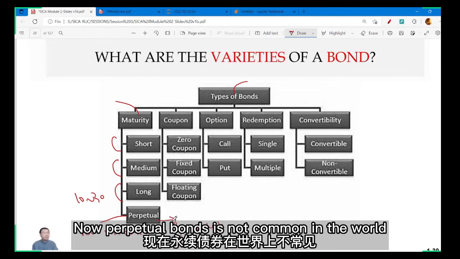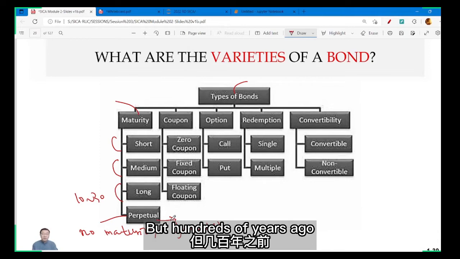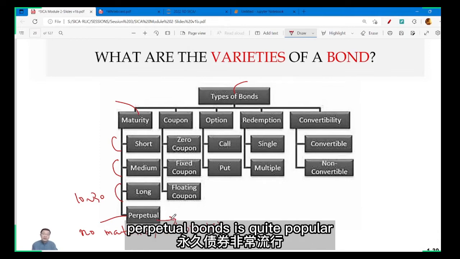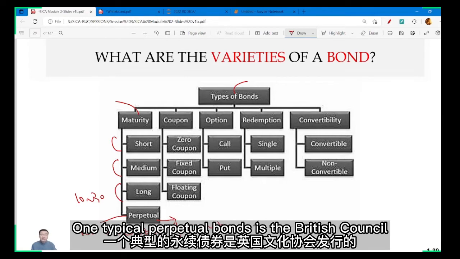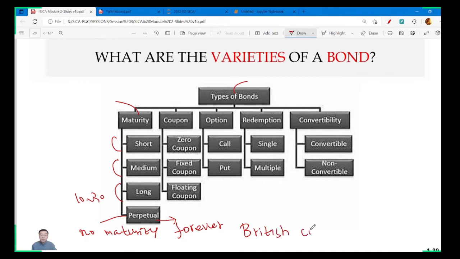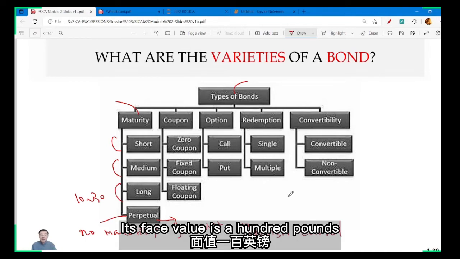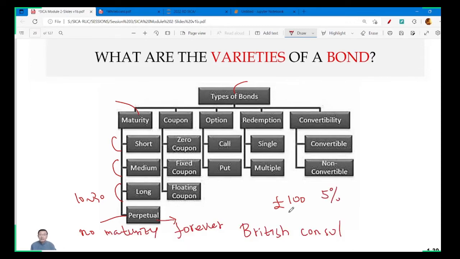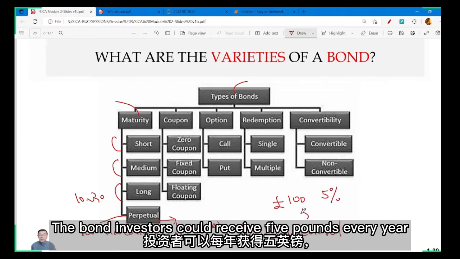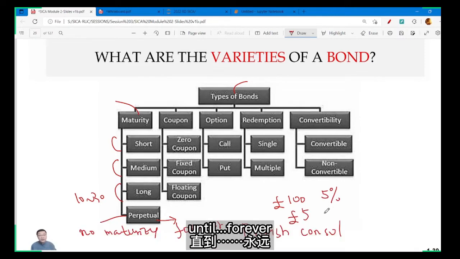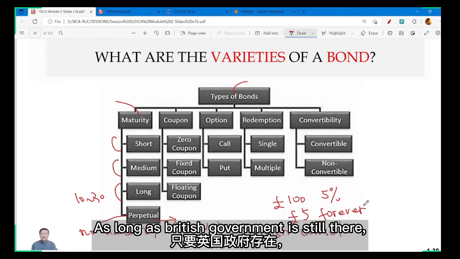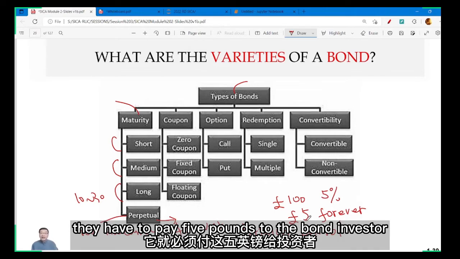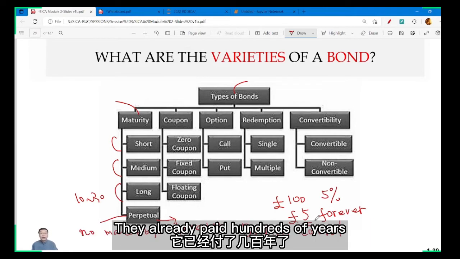Now, perpetual bonds are not common in the world, but hundreds of years ago, perpetual bonds were quite popular. One typical perpetual bond is the British Consol. Its face value is £100. Its annual coupon rate is 5%. The bond investors could receive £5 every year forever. As long as the British government is still there, they have to pay £5 to the bond investor. They have already paid for over 100 years.